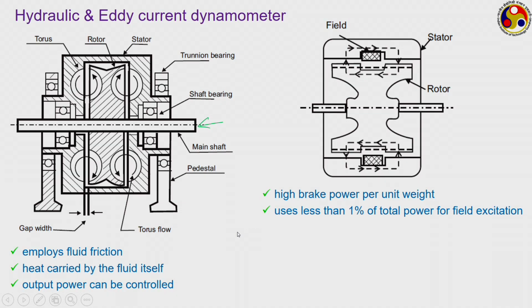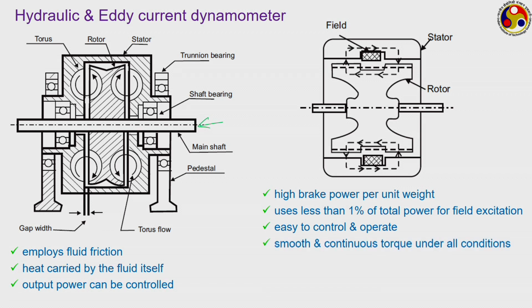and a very common instrument for torque measurement, because it offers a huge set of advantages like high brake power per unit weight. It uses less than 1% of total power for producing that field excitation. So, there is hardly any loss in the value of power, and it is very easy to control and operate. Just by controlling the field excitation, we can always control the operation of this dynamometer.